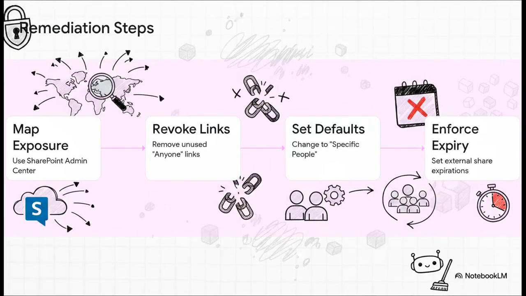So the crucial point is that we must enforce a principle of least privilege before deploying anything. Here are the concrete remediation steps. First, map your current exposure using the SharePoint Admin Center. Second, aggressively revoke those old or unused anyone links. Third, change your tenant's default sharing links to specific people only. And fourth, enforce expiration dates for external shares. Basically, you have to clean the house before you invite the AI in.